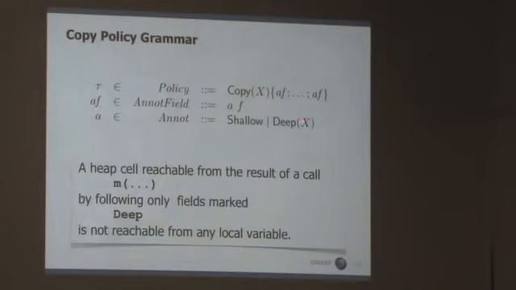Intuitively, what this policy specifies is that you have a heap cell, because we're talking about heap cells in memory, that will be reachable from the result of such a call to a method that respects this policy. If you only follow these deep methods, then you should have something fresh, and it should not be reachable from any local variable in the other structure from elsewhere. So that's the summary of the language of annotations.